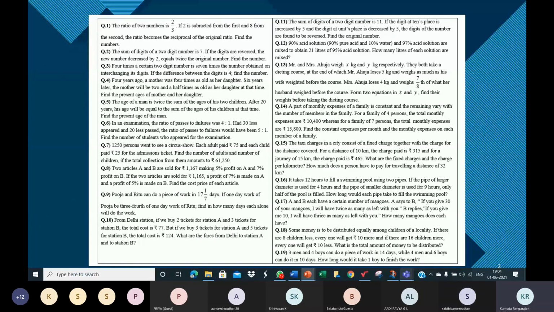Once you get the numbers, you can check with the information given in the question. So minus 40, minus 60 is incorrect. 8 and 12 are the correct answers. 8 and 12 are the numbers.